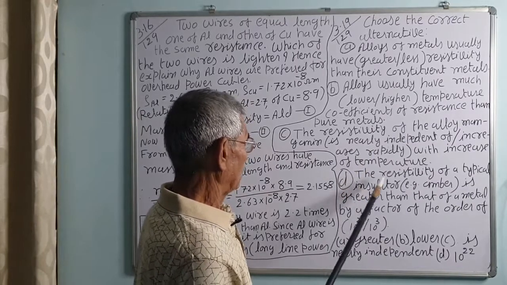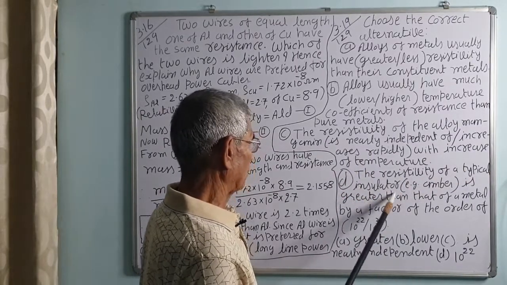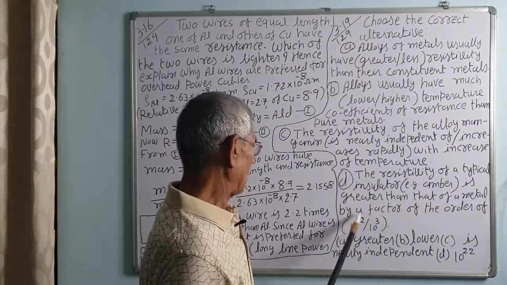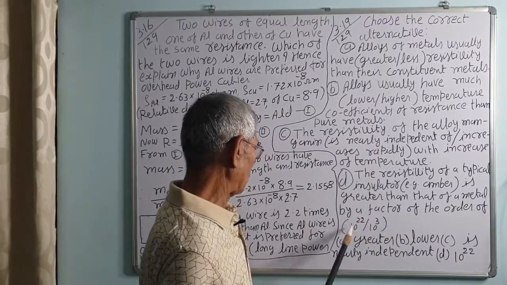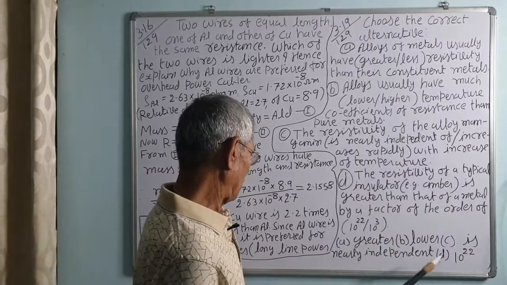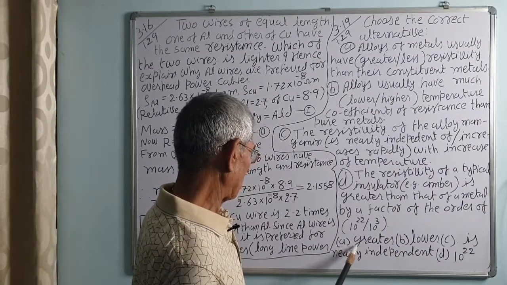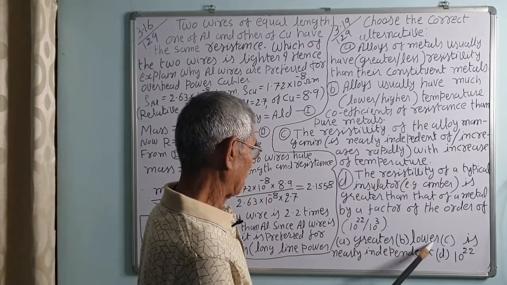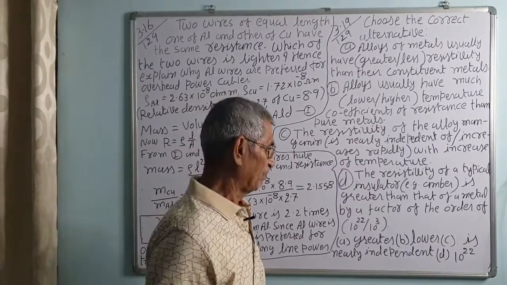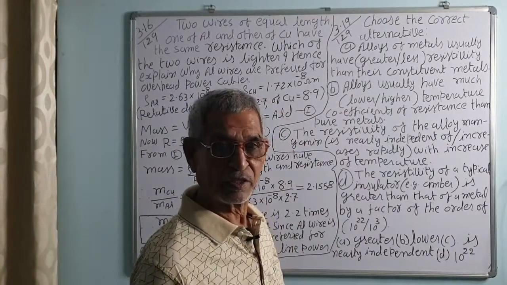D. The resistivity of a typical insulator, for example of amber, is greater than that of a metal by a factor of the order of 10 raised to power 22. This is the answer. Answers are here: first, A answer is greater, second is lower, third is nearly independent, and D last is 10 raised to 22.